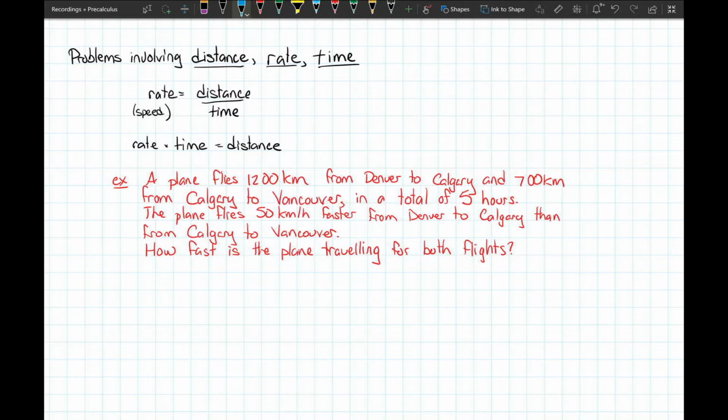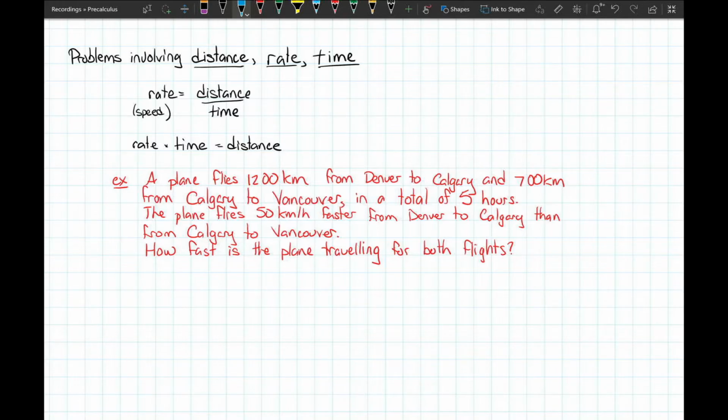So we're going to try to turn as much of this paragraph into just some equations that we can work with. Now the first sentence here: a plane is going to fly 1,200 kilometers from Denver to Calgary and 700 kilometers from Calgary to Vancouver, in a total of 5 hours. So that's 5 hours of total flight time. Now, of course, with distance, we're allowed to add total distances together. So we know that it's traveled 1,900 kilometers. And we know that the 2 different flights needed to both be smaller than 5 hours, added together, adding up to 5 hours. So of course, we can add distances and times.